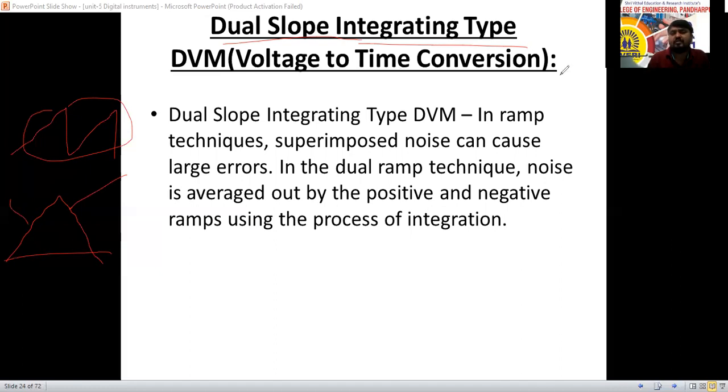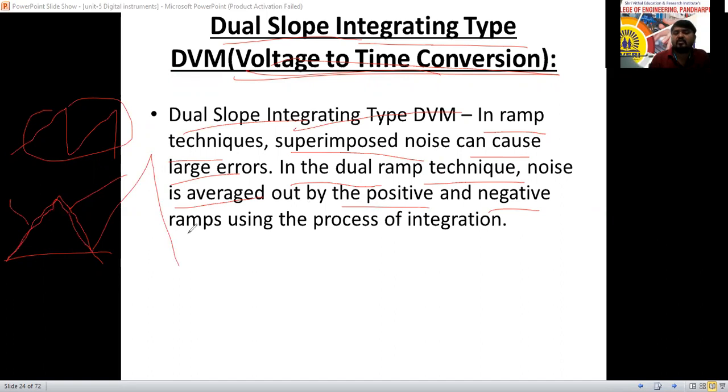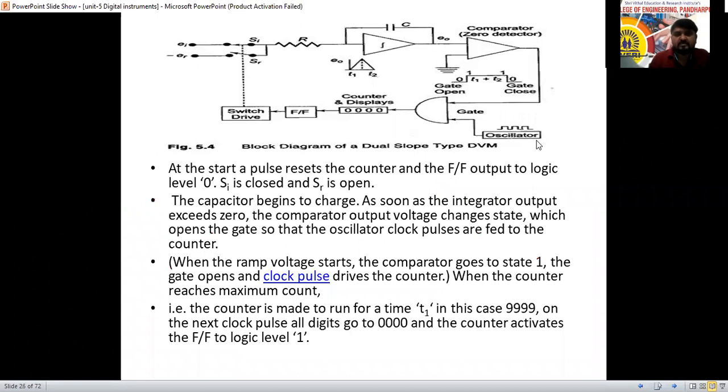This is also voltage to time conversion, that is nothing but voltage to frequency only. 1 by T we call, or 1 by F. The dual slope integrating type digital voltmeter uses ramp techniques. Superimposed noise can cause large errors; the superimposed noises from the previous one we can remove here now. In the dual ramp technique, noise is averaged out by the positive and negative ramps. We call this a positive ramp and a negative ramp, using the process of integration here. Now the block is, I think, there. Frequency to frequency converters we are going to use.